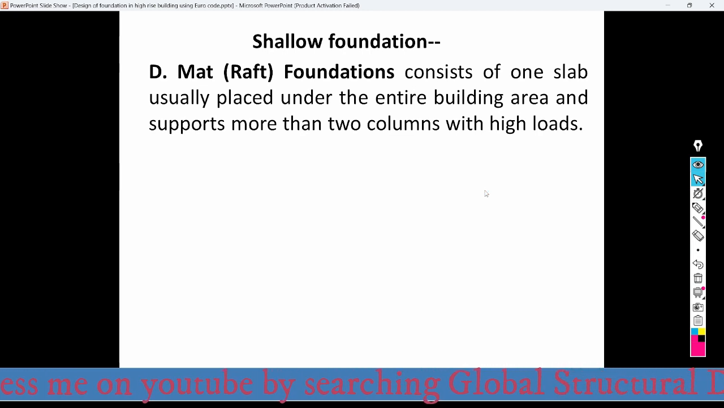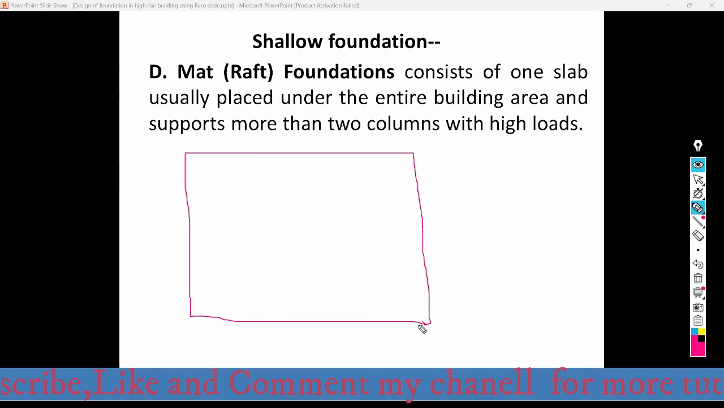And the other type of shallow foundation is the mat or raft foundation, which consists of one slab, usually placed under the entire building area, and supports more than two columns with high structural loads. Meaning, here we may have support. This is the built-up area of the foundation.